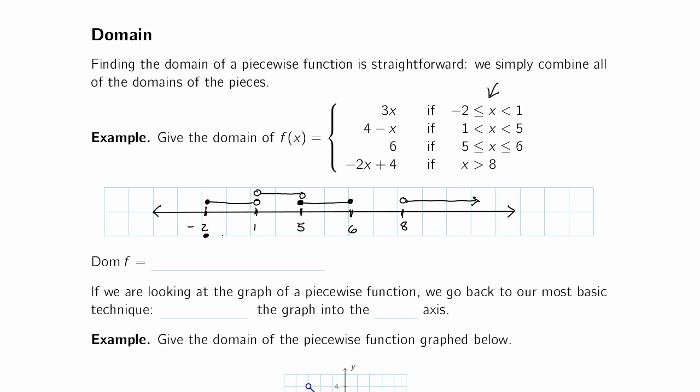So I have everything from -2 up to 1, and then from there up to 5, and from there all the way through to 6. So I don't actually have any need for that extra dot at 5, since 5 is included, and the points to either side of 5 are also included. And then I have everything to the right of 8. Here's my domain.